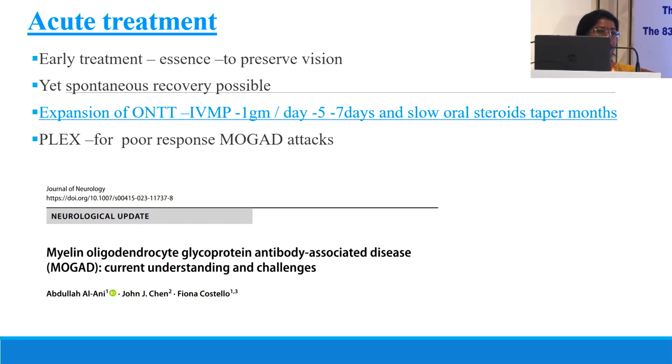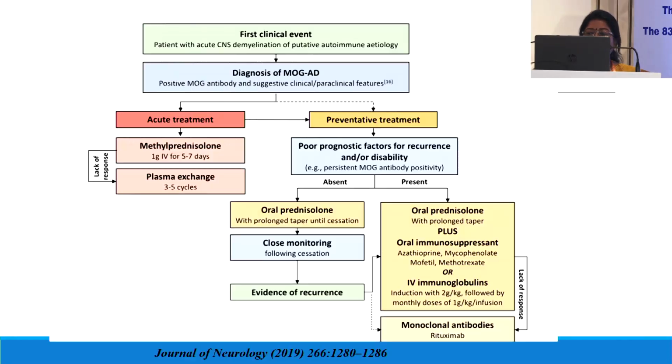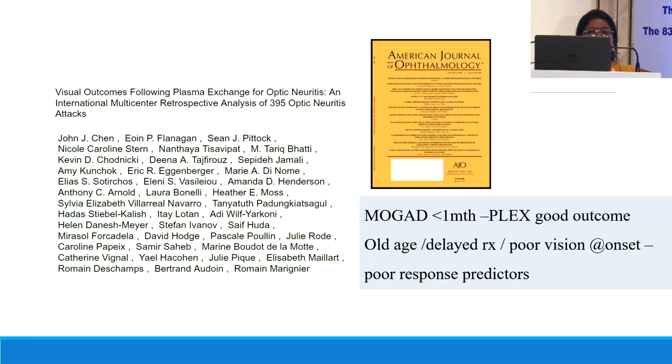And as I have discussed, this is a nice article where John et al. had compared all the possible options for plasma exchange in optic neuritis, and they also concluded that MOG disease optic neuritis within a month is a better candidate for plex therapy, and older age, delayed treatment and poor vision at onset will be poor response predictors.